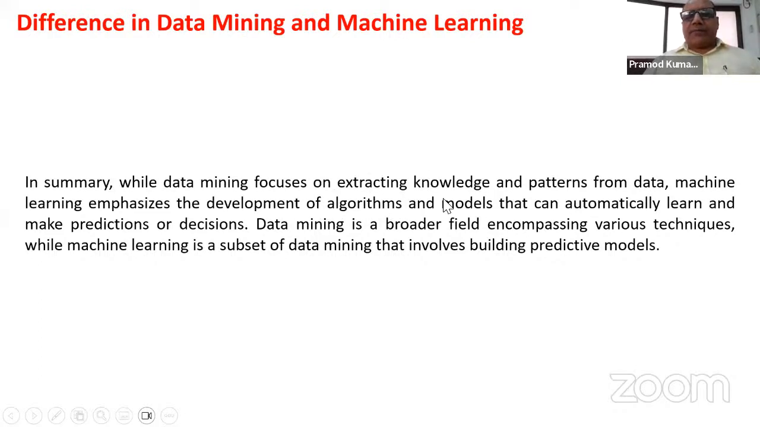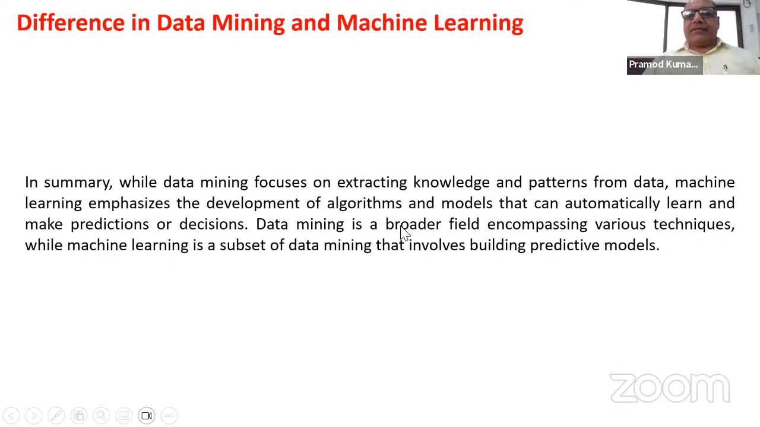And when we say algorithms, they are nothing but models, or you could say the models are also algorithms, because an algorithm will create a model. So whether you use the word algorithm or model, they are synonyms for each other as far as this talk is concerned. So machine learning emphasizes the development of algorithms or models that can automatically learn and make predictions or decisions on unknown data. Data mining is a broader field encompassing various techniques, while machine learning is a subset of data mining that involves building predictive models.